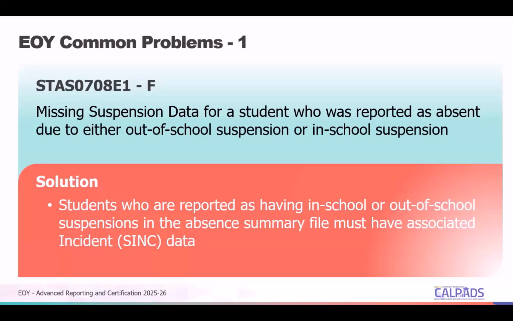Anytime you have an absence due to either out-of-school suspension or in-school suspension, the system is also looking for an associated incident record. So a lot of times this happens because you submit your STAS file first, it gets posted, and then the incident data is missing. And once you upload your SINC record, then that error automatically goes away. But if you have an instance where you have this error and you've already submitted your SINC data, then you need to go back and find out as to why that person's SINC record is missing.